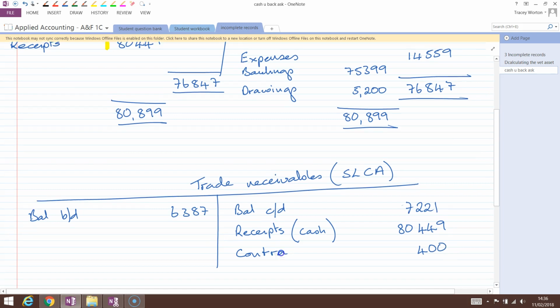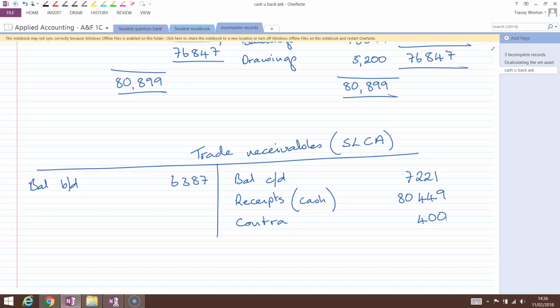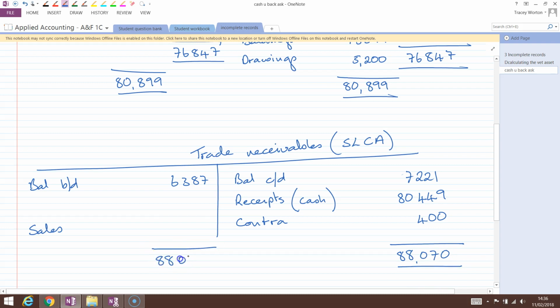We're now in a position where the only missing figure that we've got is the sales figure. So we can balance off the sales ledger control or the trade receivables account. So balancing this up, so total on the credit side is 88,070. Put this over onto the debit side to force it to equal. And now if we calculate the difference between the 88 and the 6 opening balance, we find that we've got an 81,683 sales figure.